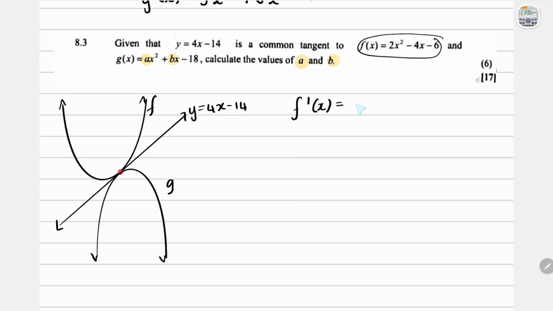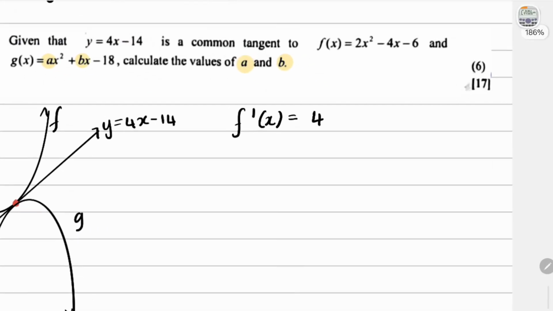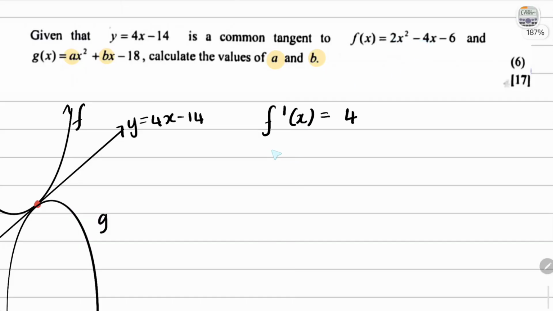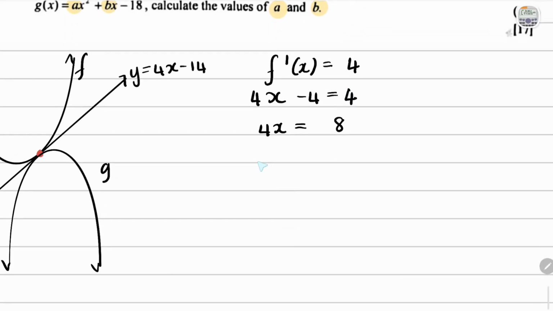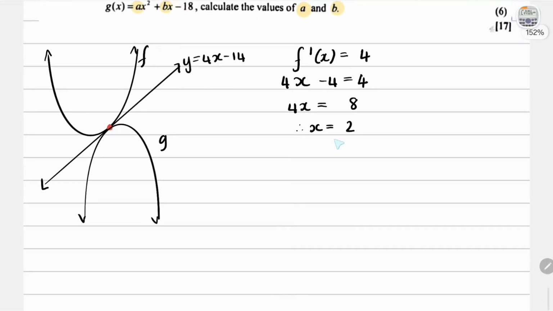It's 4. So we're really just working on this: f prime of x is equal to 4. So let's derive f. When deriving, we're going to say coefficient times exponent. So you have 4x and then minus 4 is equal to 4. Then you can take that over. So we have 4x is equal to positive 8. And if you divide both sides by 4, x will therefore be equal to 8 over 4, which is 2. Okay, so we know the x value.